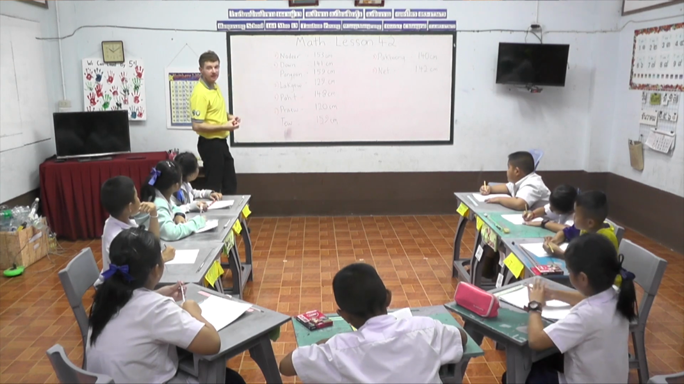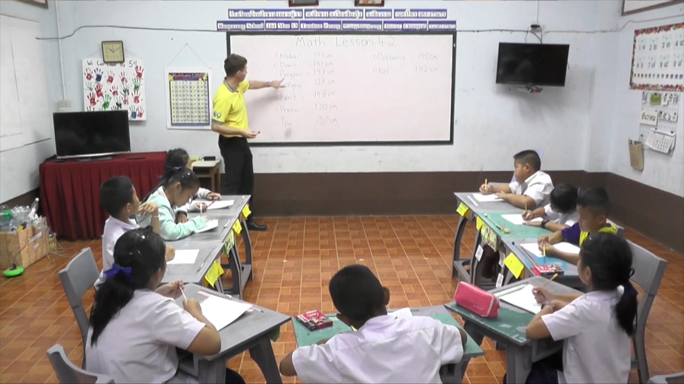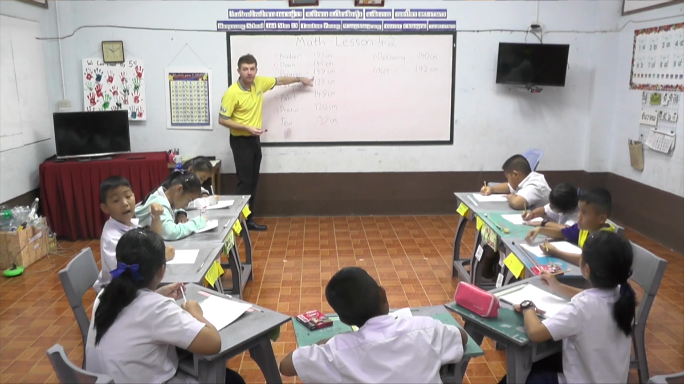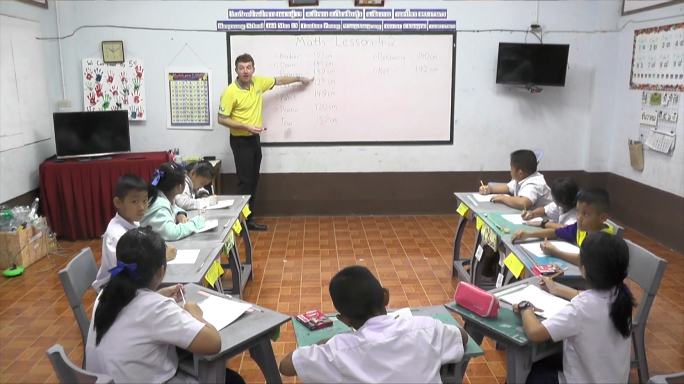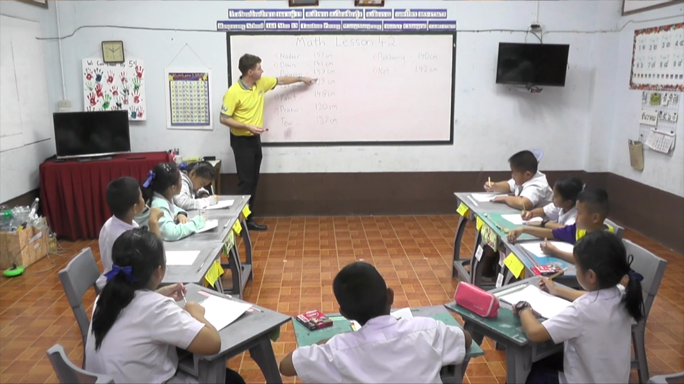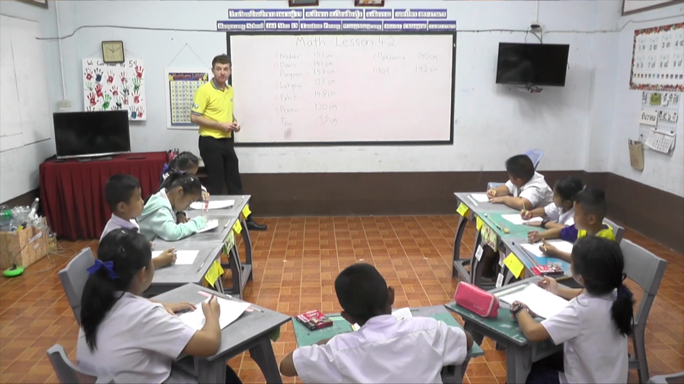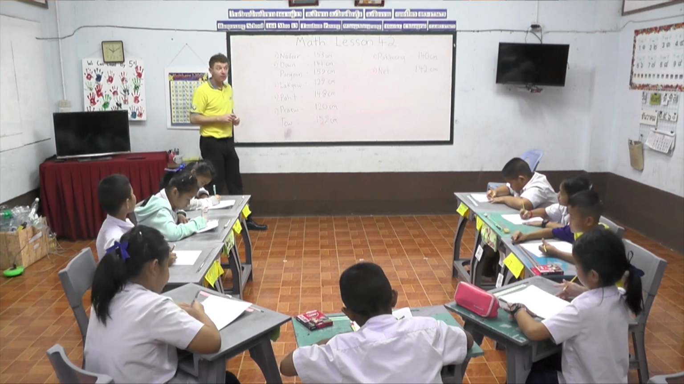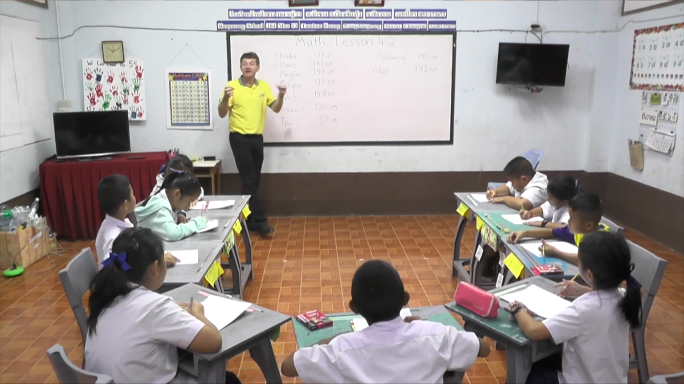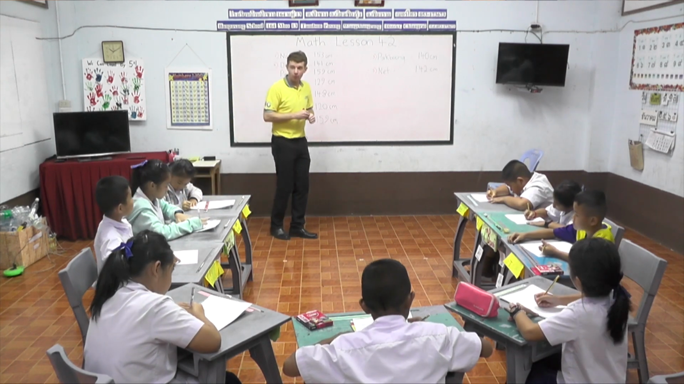But what happens now? In our class, we have Bangpon. How long was Bangpon's jump? 159 centimeters. How long was Chu's? So you know what that means? We have a tie. We have a draw.